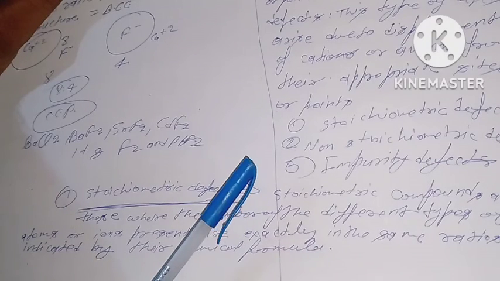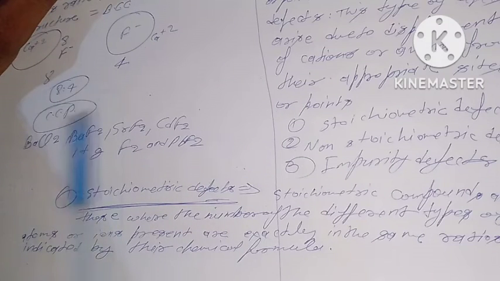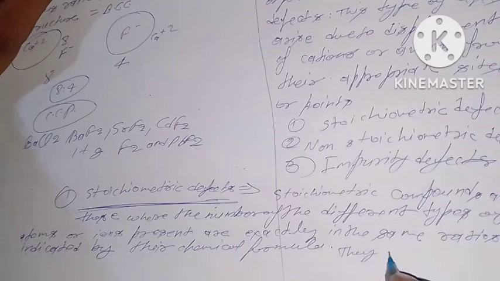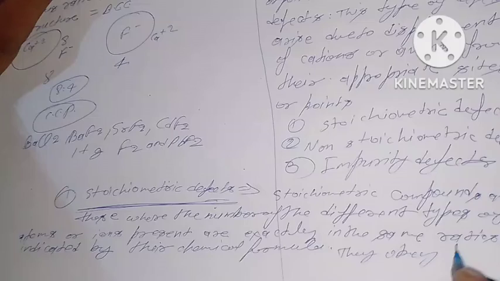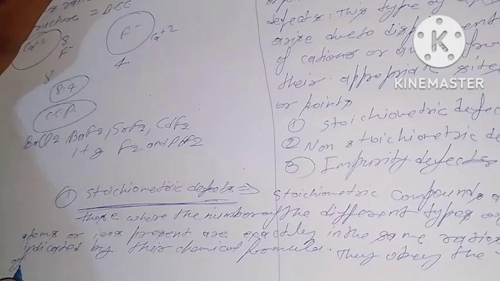Stoichiometric compounds are those where the number of the different types of atoms or ions present are exactly in the same ratios indicated by their chemical formula. They obey the law of constant composition.